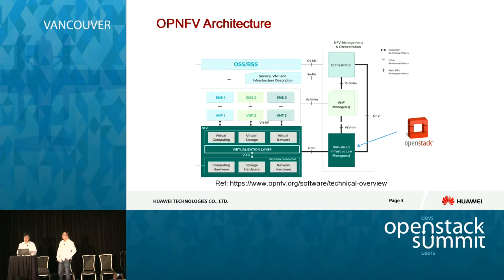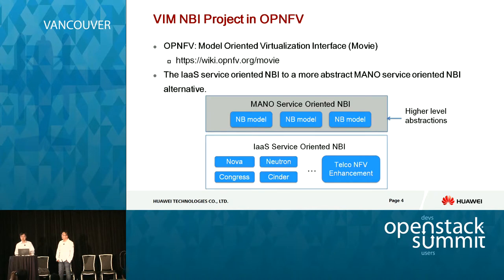OpenStack is a competitive candidate for VIM. VIM NBI includes two reference points, the interface to the VNF manager and the interface to the orchestrator. In OPNFV, there is a project named Model-Oriented Virtualization Interface. It's dedicated for VIM NBI. Existing OpenStack APIs are IaaS service-oriented. We are going to provide a more abstract model service-oriented NBI alternative by extending the general cloud platform. It simplifies the orchestrator and VNF manager and also makes it easy for resource access, connection generation, flow identification, and policy operation, and so on.